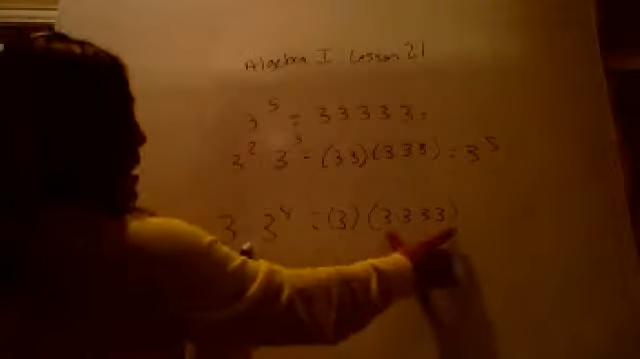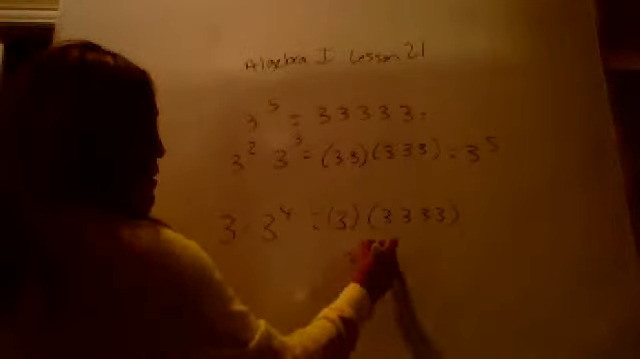Then we add those exponents here. Isn't 3 to the 1 just 3? And 3 to the 4th is 3 times 3 times 3 times 3. And isn't it the same thing as saying 3 to the 5th power? Then we add 1 and 4. Yes. So, when we multiply exponents with the same base, we simply add the exponents together.